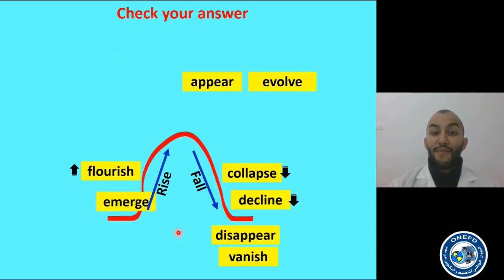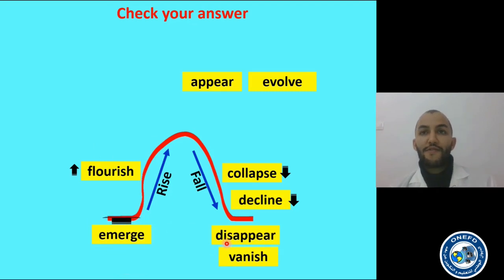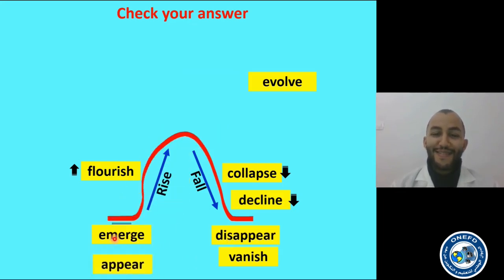Next, we have emerge. Yeah, it's the opposite of disappear. Emerge is the very first step of when the civilization emerges. Okay, it's the appearance of civilization. Appear, emerge. Yeah, I'm telling you the answer actually. So yeah, appear is emerge. All right. And then we have what? We have evolve. Yeah, it's flourish. Okay, so here it is.